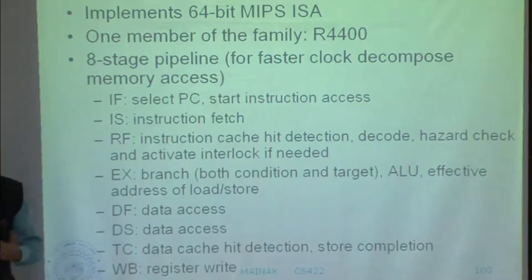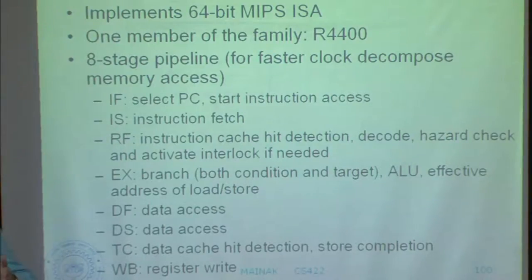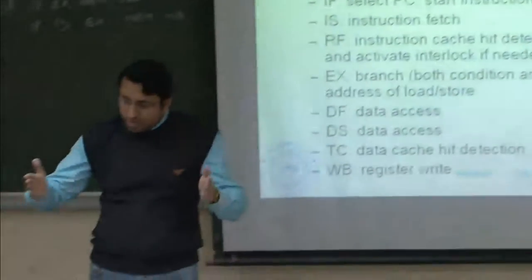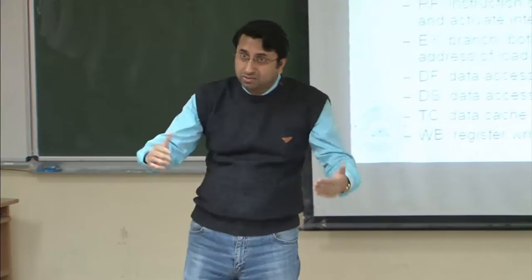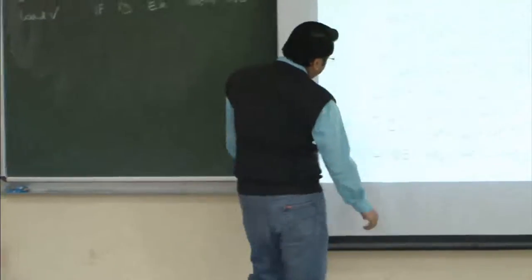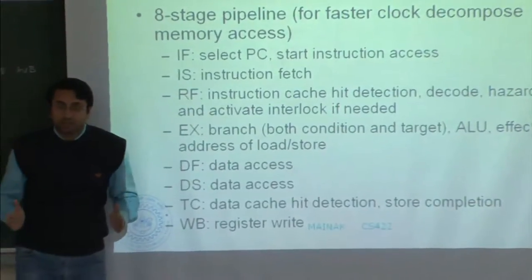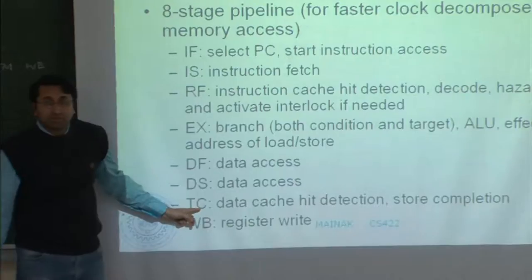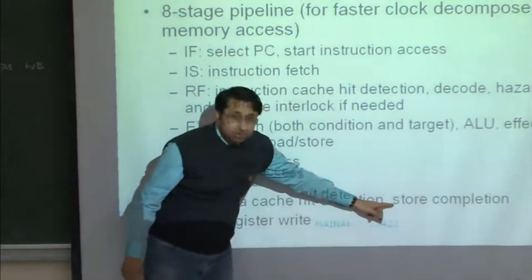So essentially, how do you do a store? Suppose you have a cache block, which is 64 bytes. A store operation will be modifying, let's say, 4 bytes somewhere. So you first read out the cache block completely, modify those 4 bytes, and then write it back to the cache. So these data accesses get you these 64 bytes out of the cache. And in the TC cycle, you get to know if it was a cache hit, actually. And then you do the store.